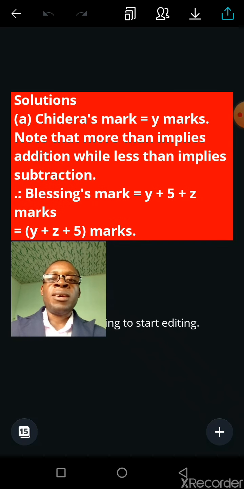Solutions. A. Chidera's mark equals Y marks. Note that more than implies addition while less than implies subtraction. Therefore, Blessing's mark equals Y plus 5 plus Z marks. Then you have to arrange it very well. Alphabets first, followed by number. You have equals bracket open Y plus Z plus 5 bracket close marks.